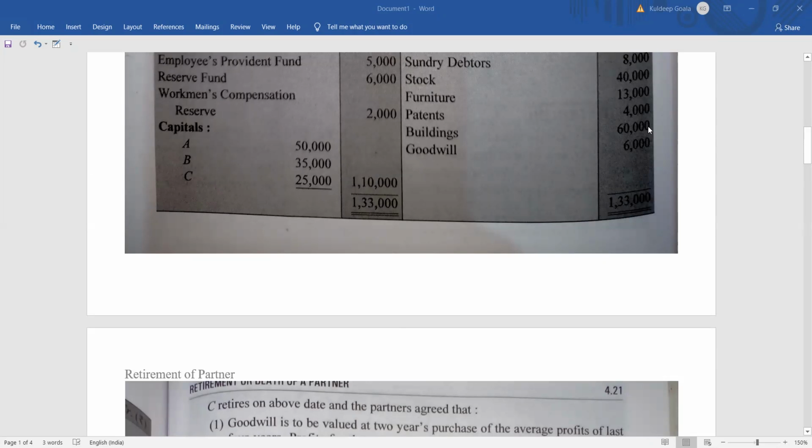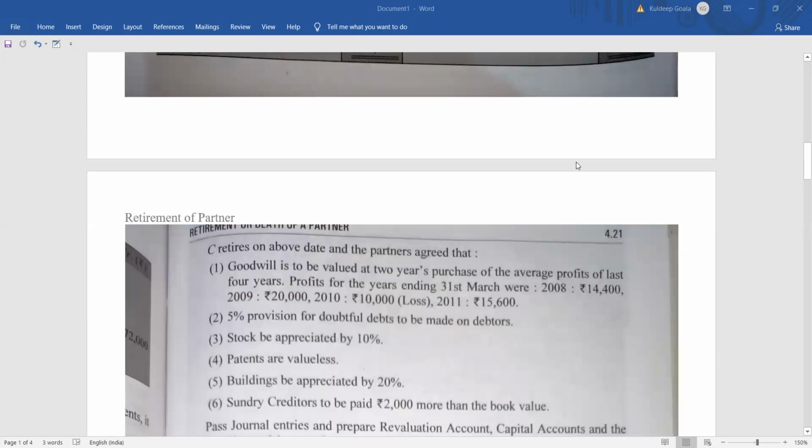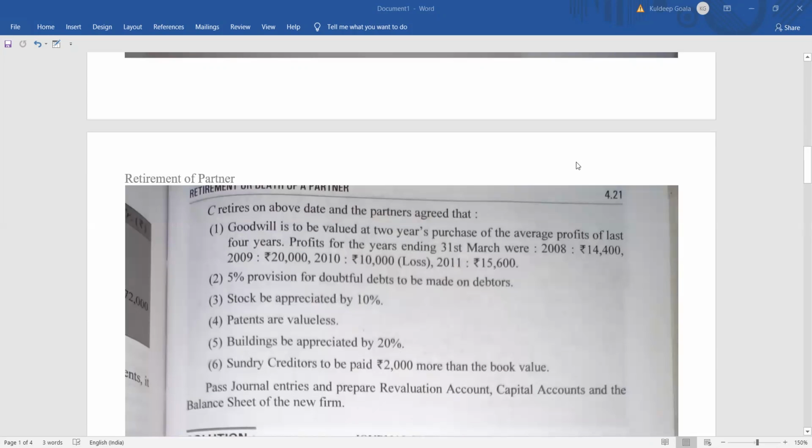So 20% of 60,000 is how much? 12,000, right? Clear? 20% of 60,000 is 12,000. So it is increasing, so it will go on the credit side of revaluation, income for us, isn't it? We know the concept of revaluation. It is a nominal account. All increases will come on the credit side. All losses will come on the debit side. All gains, credit side. All losses, debit side, right?